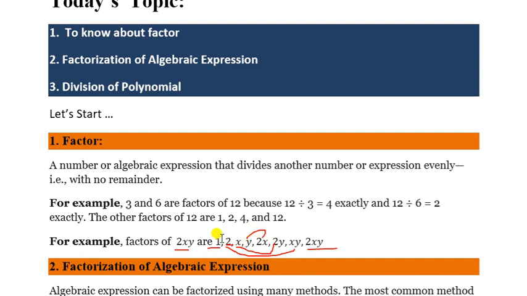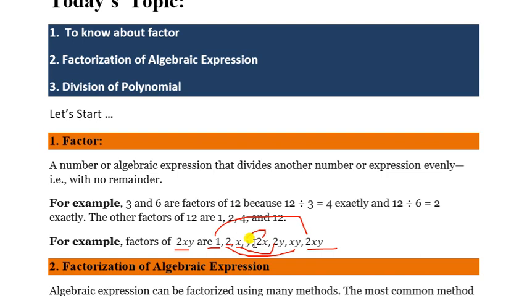Because see, factors always come in pair form. 1 into 2xy is 2xy. 2 into xy is 2xy. x into 2y is 2xy. y into 2x is 2xy. So in this way we can find the factors of monomials. For negative numbers also you can find them in a similar way. You just have to find the divisors of the given numbers or given algebraic expression.